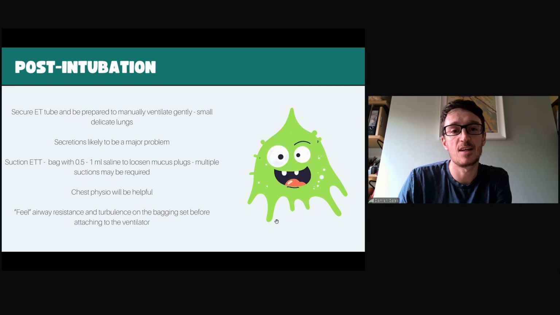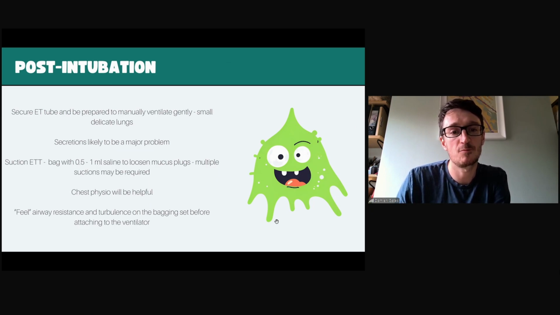Secretions are likely, unless this is a baby who you've intubated for apnea, who's just stopped breathing and is very small and very early on in their disease course. Secretions otherwise in other infants are likely to be a major problem. So be prepared to suction the ET, and you should bag through maybe 0.5 to 1 ml of saline to help loosen mucus plugs. You might have to do this multiple times to try and get as much out as you can.